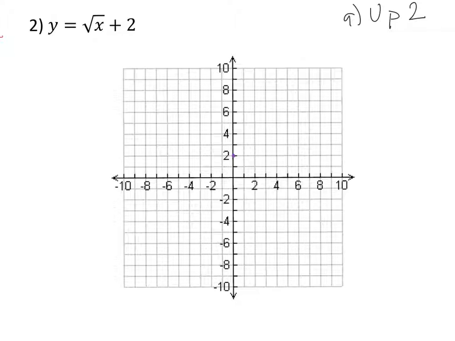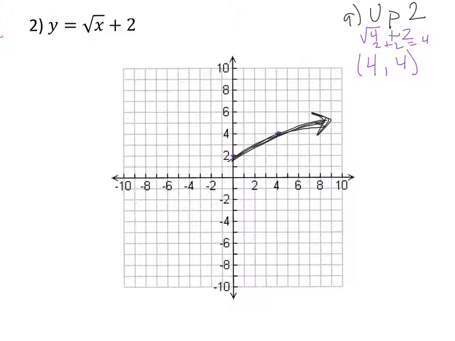So here's my vertex, (0, 2). And you want to plug in a point for x someplace on the right-hand side. I'm going to plug in 4. The reason why I'm picking 4 is because I know I'm going to have to take the square root of it, and it's just easier to do in my head. So the square root of 4 is 2. 2 plus 2 is equal to 4. So this is a point on my graph. So I'm going to go 4 and then 4. So this is my second point. That just helps me actually graph the function. And again, it should be some sort of a curve here with an arrow.